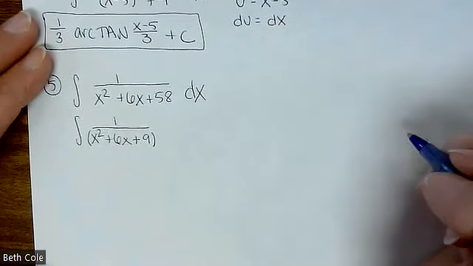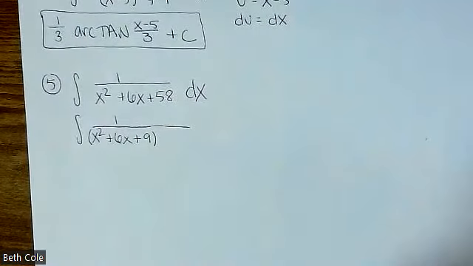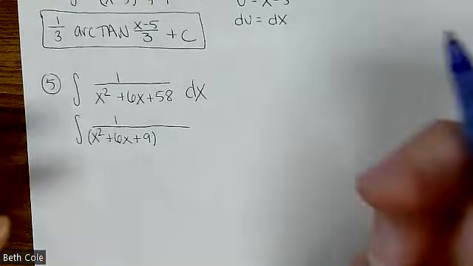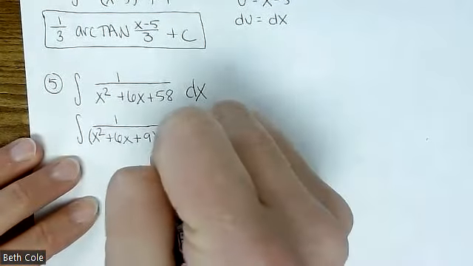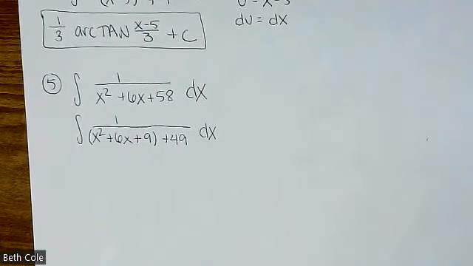And then 3 squared is 9. Okay, I think I'm gonna have to make this... Now, you can't just change a 58 to a 9. You have to maintain the integrity of the problem, is how I always say it. So, plus 49. And do you guys notice how it's gonna be a perfect square?